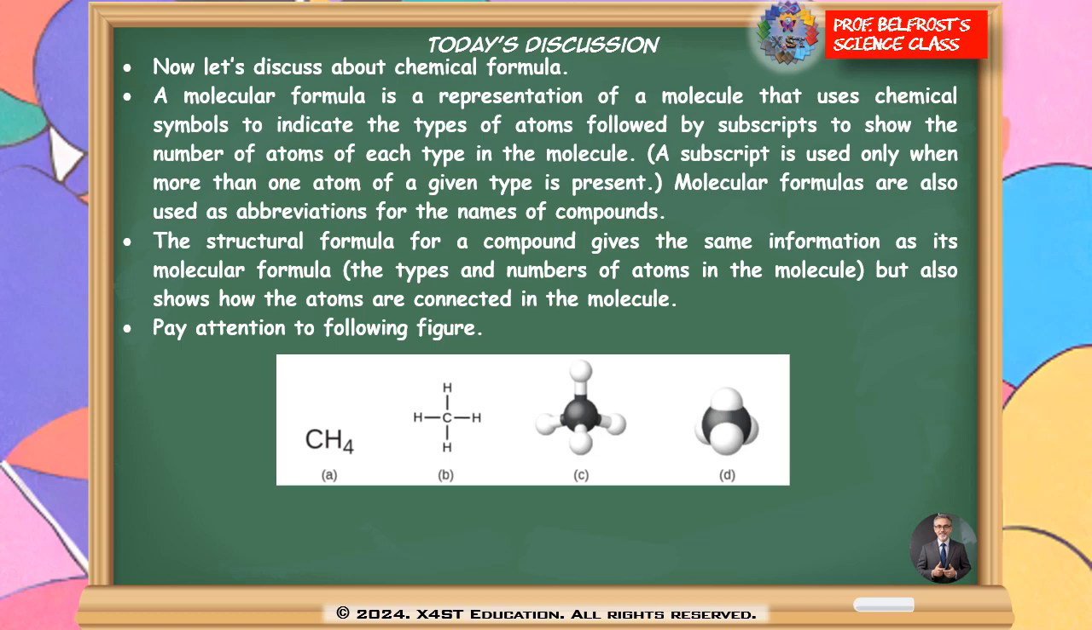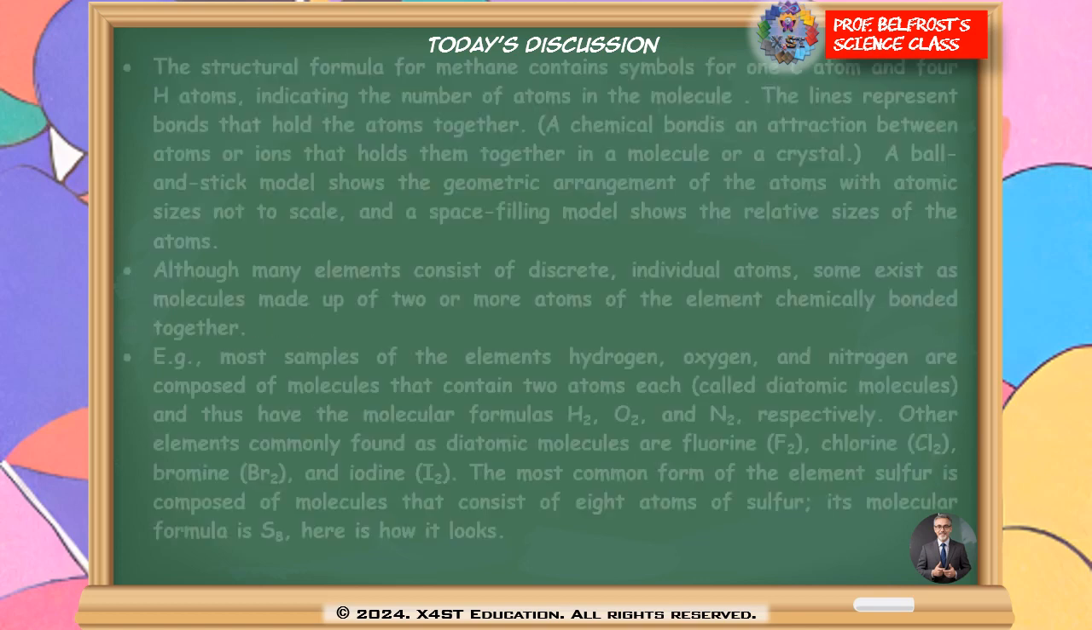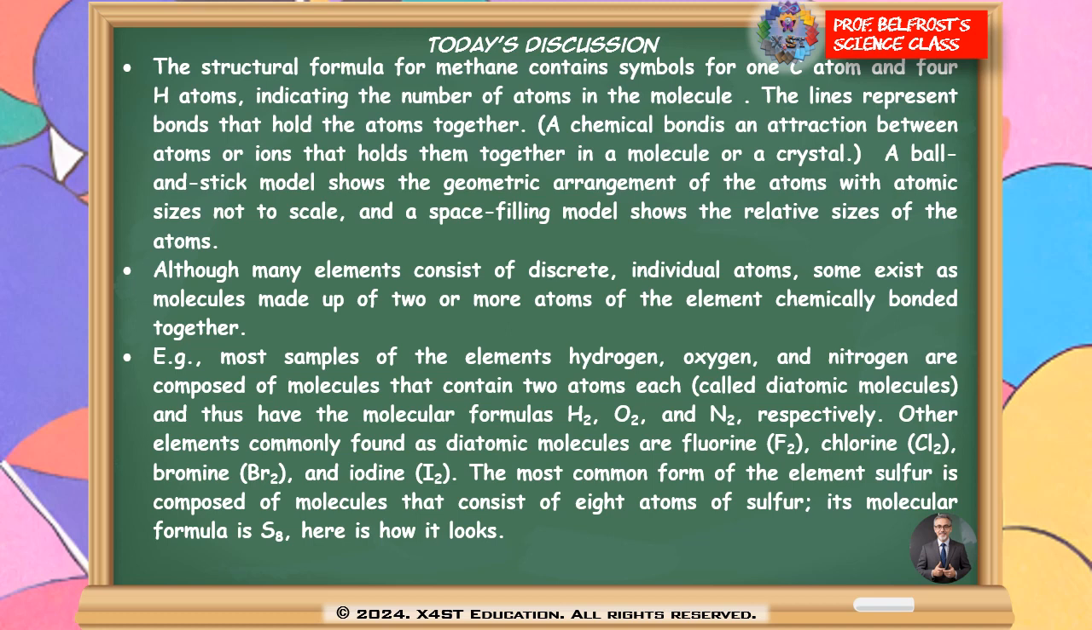Please pay attention to the following figure. The pictures B, C, D actually show the structural formula. You see how the bonding between the atoms C and H is formed. The structural formula for methane that's shown before contains symbols for one C atom and four H atoms, indicating the number of atoms in a molecule. The lines represent bonds that hold the atoms together.